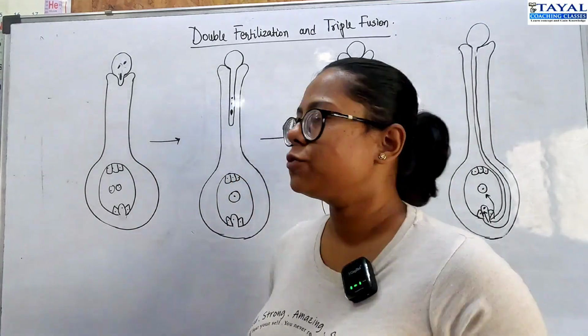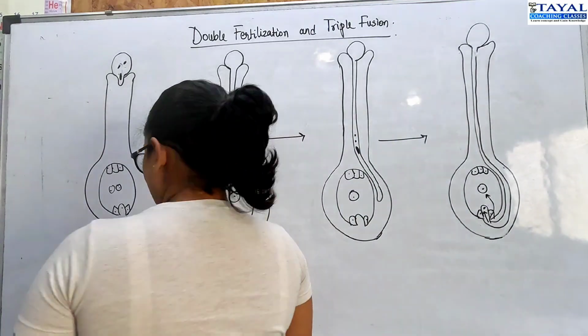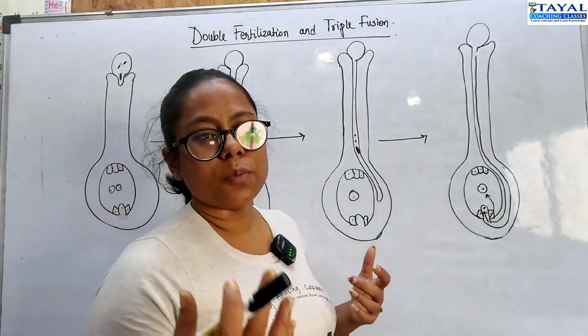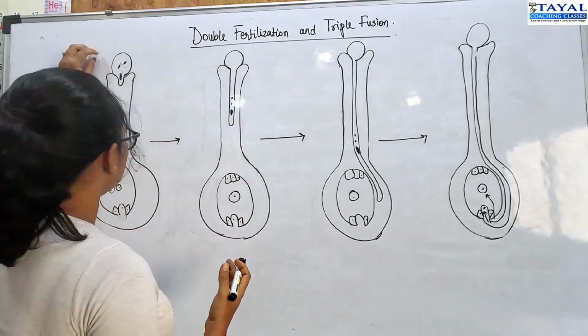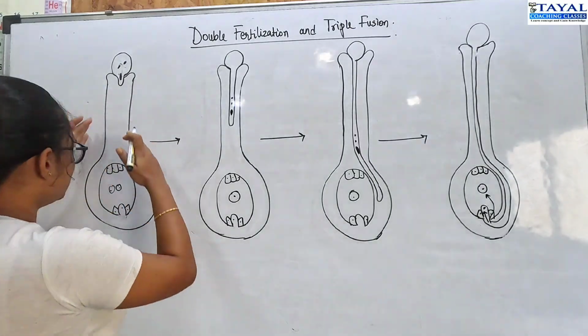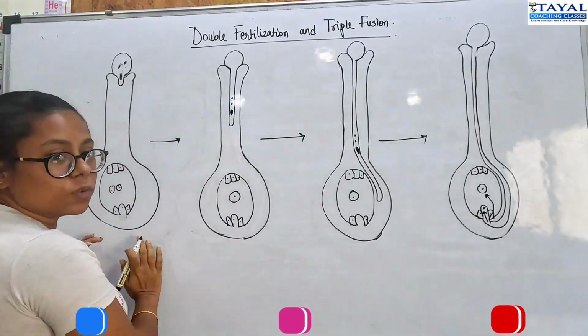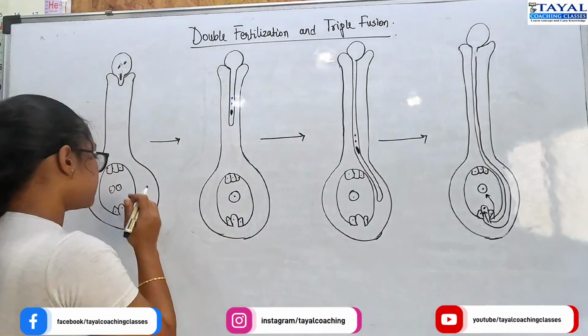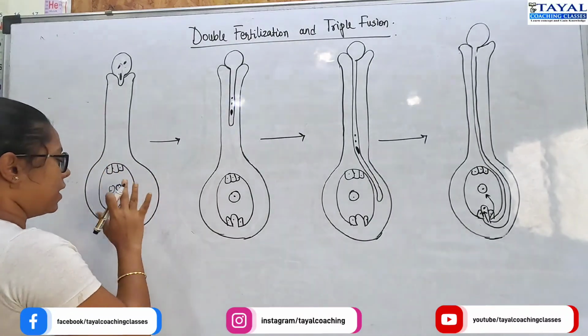So when plants reproduce, they have obviously pollination, right? So the pollen comes and falls on the stigma of a flower. Now the stigma of a flower leads through the style into the ovary. Inside the ovary you have something which is known as the egg apparatus.